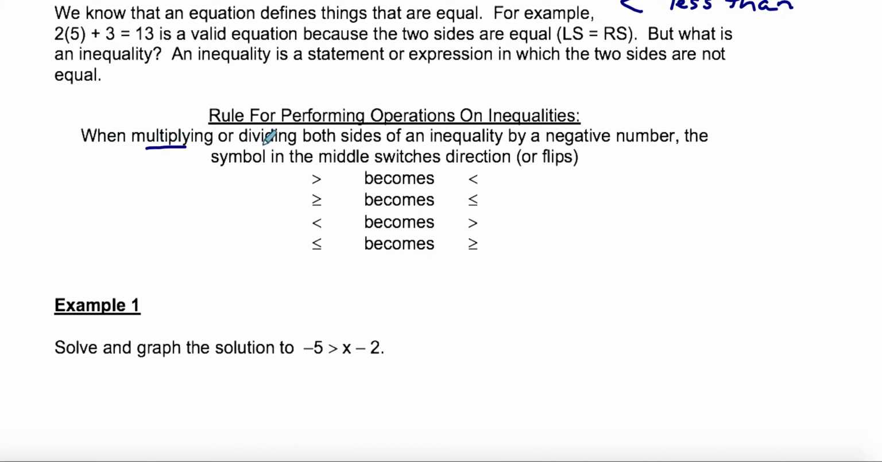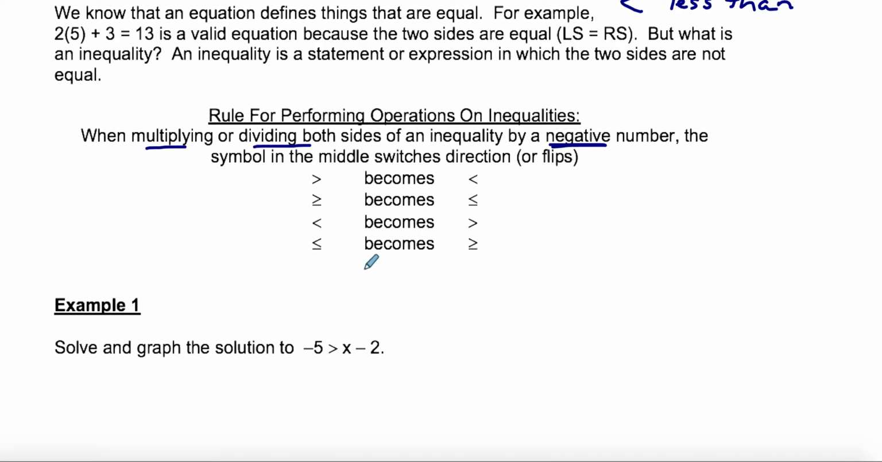If you end up multiplying or dividing both sides by a negative, we have to flip the sign. The sign has to switch direction. So the greater than sign becomes less than if we multiply or divide by a negative number. The greater than or equal to becomes less than or equal to. The less than becomes greater than, and the less than or equal to becomes greater than or equal to.